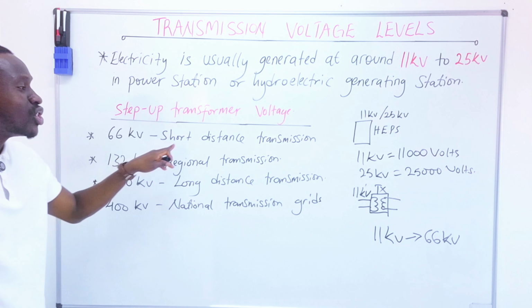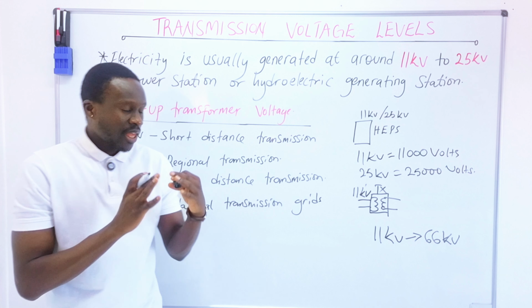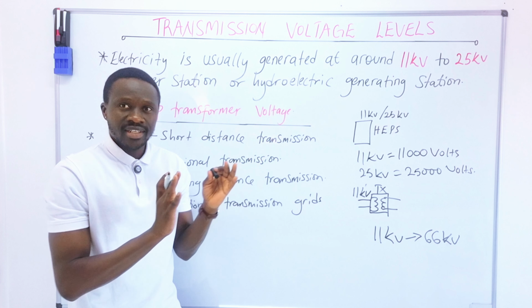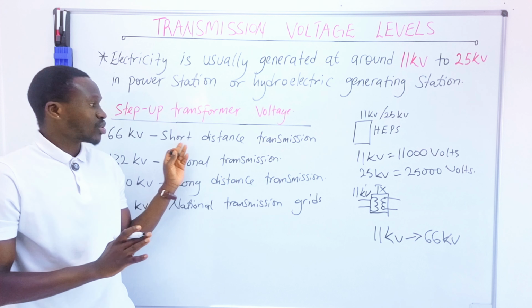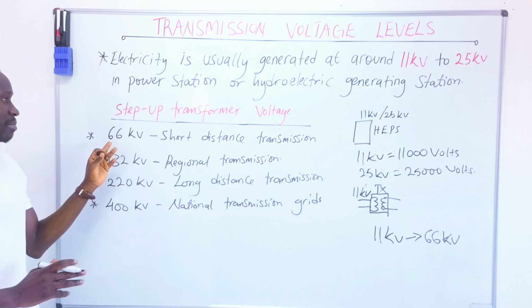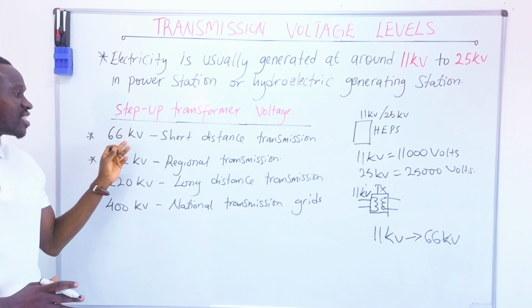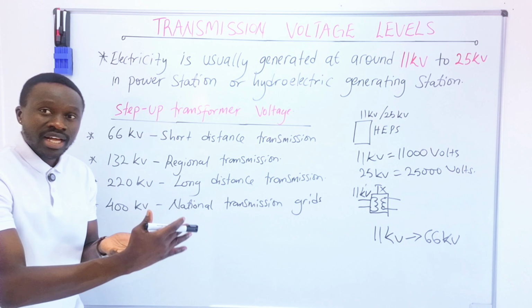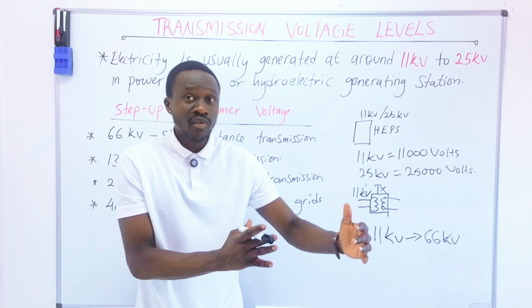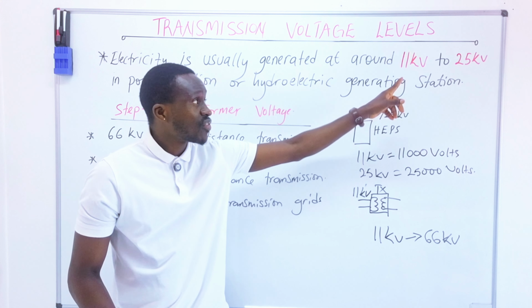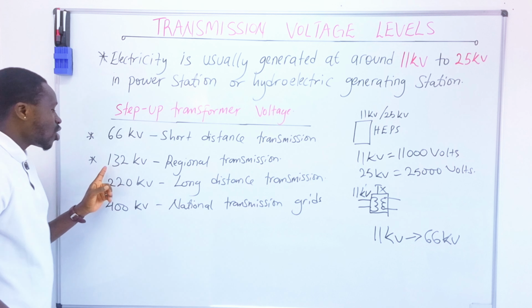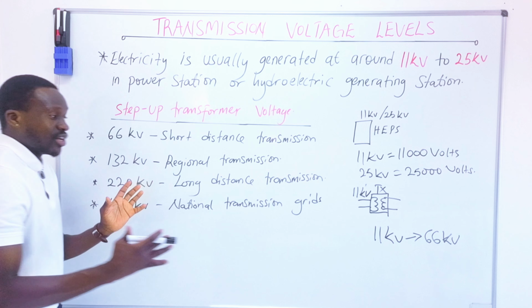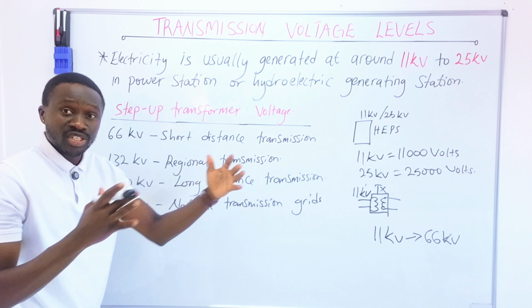This is for shorter distance transmission, not longer distance. In the area, that is the short distance, the transformer steps up to 66 kV. Then another transformer can step this 11 kV or 25 kV up to 132 kilovolts. That is regional transmission.